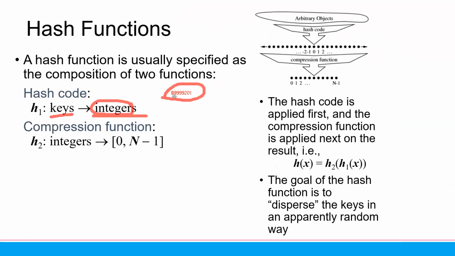Maybe when you have B9999201, you will omit the B and just use the number. And then after we have the h1, we can compress. The compression means from the integer value, let's say we have 9999201, we can compress it to the array index, which is between 0 and n-1.